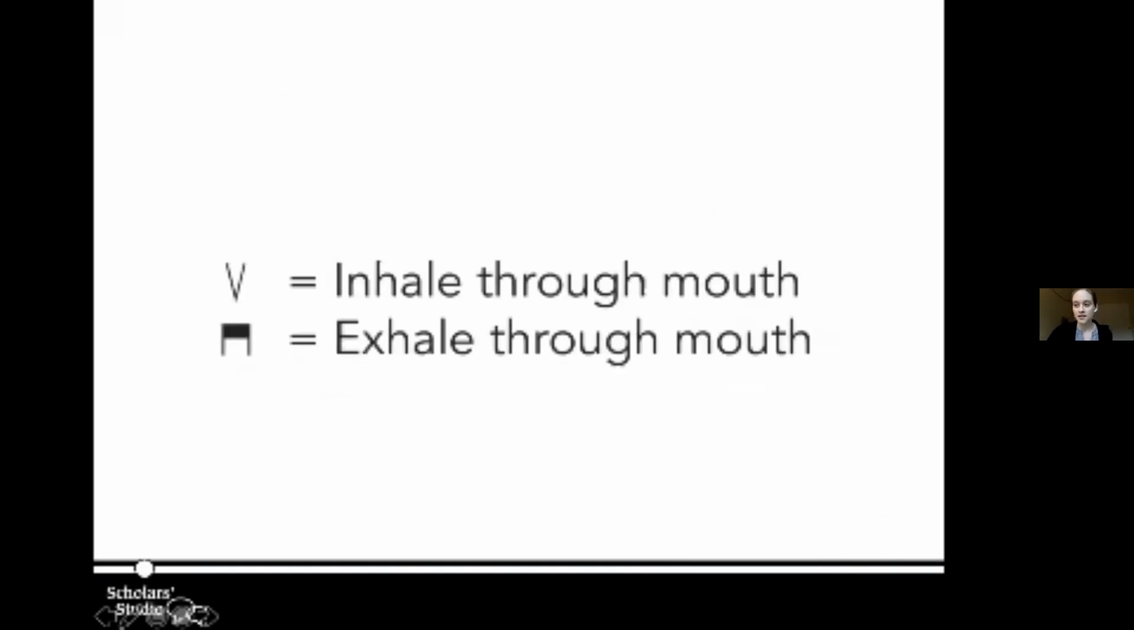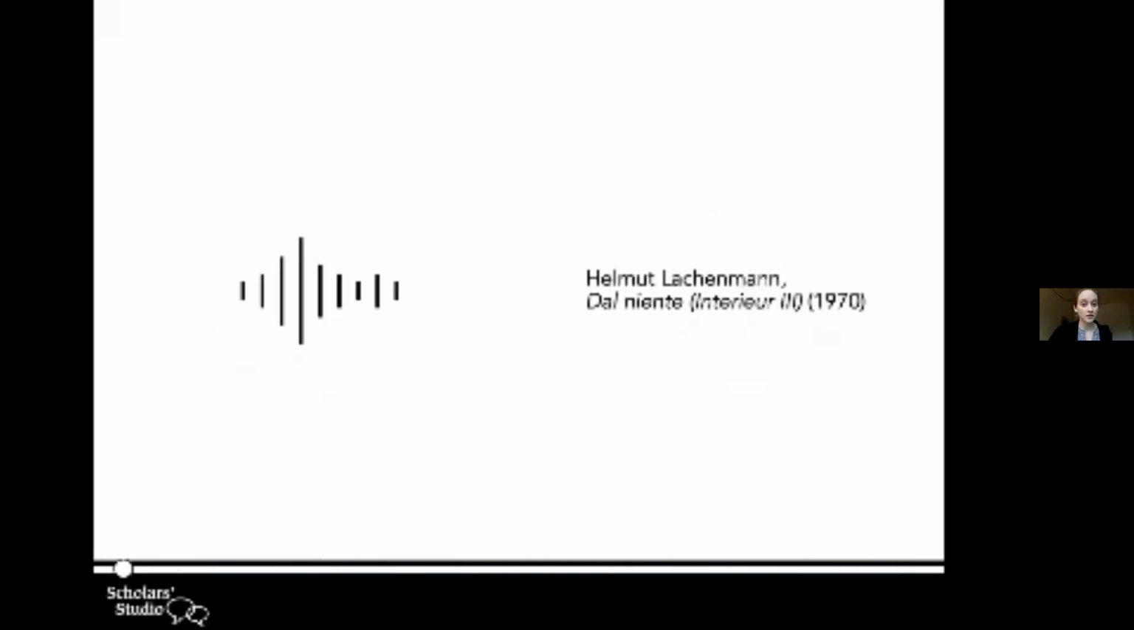And here are examples of symbols that composers commonly use for air sounds. These symbols represent 2 subcategories of air sounds, inhale and exhale. So how are these sounds used in the repertoire?